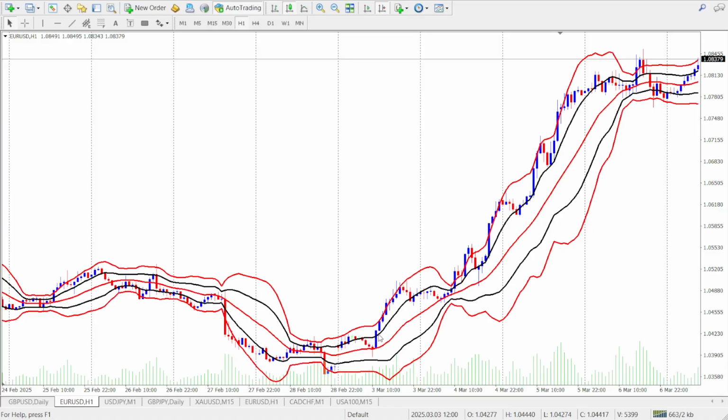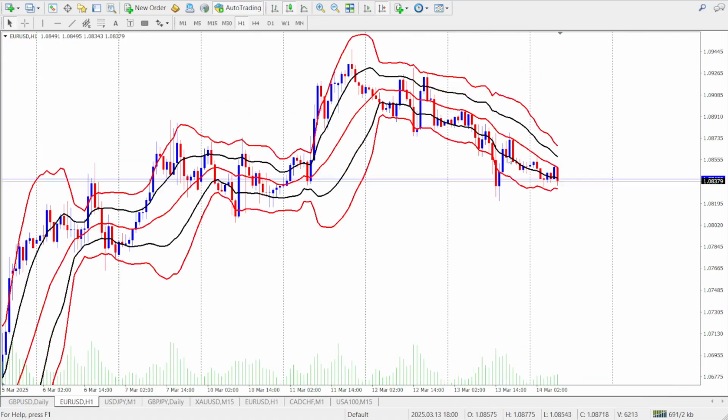Then this is going to be the third zone now. When price is between the middle band for the 2 standard deviation and the lower 1 standard deviation band, that is inside this third zone, it means there is a weak downtrend, and it's called the neutral bearish zone.